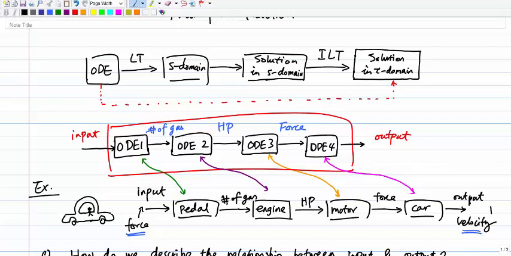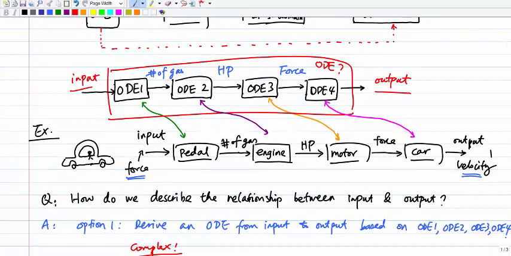So the general relationship between the input and output can be complex because you have multiple processes in between. In other words, it's difficult to figure out a big ordinary differential equation that can represent the relation between the input and output. Okay, so now the question is, how do we describe the relation between the input and output if the relation is quite complex? There are basically two options.